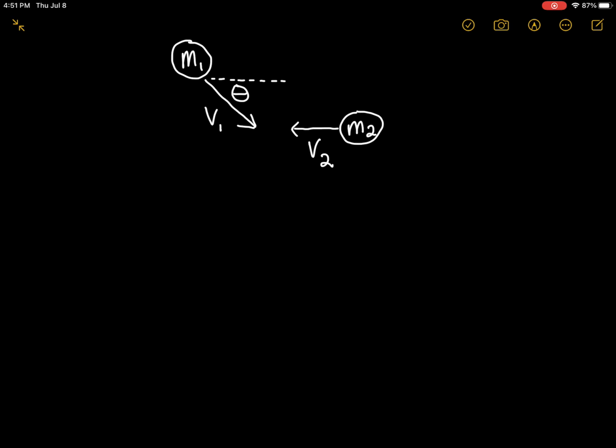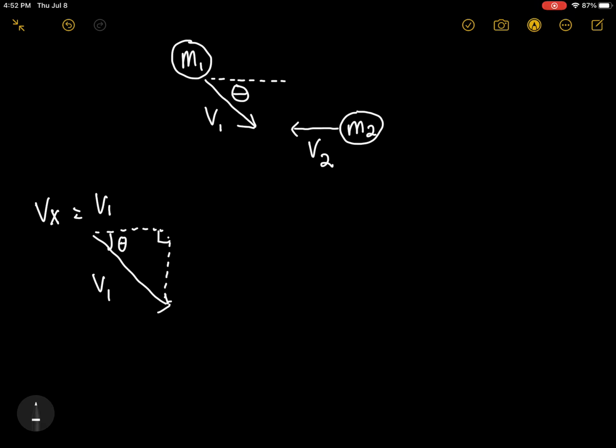Okay, so for mass m1, it has a velocity v1 going down to the right, but this is actually just split up into its x and y components that can make a right triangle, and of course we have it at some angle, so we can just use our handy dandy SOHCAHTOA to find that Vx is v1 cosine theta. And for Vy, we're going to have v1 sine theta. Okay, that's not so bad.